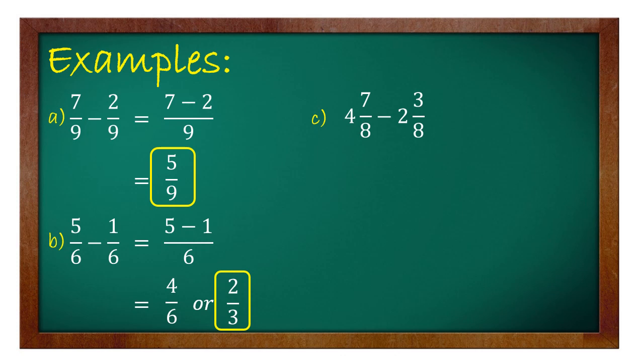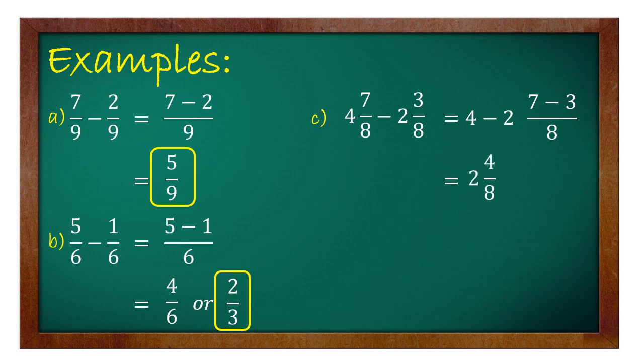Next is 4 and 7/8 minus 2 and 3/8. So, in that case, mixed fraction, we just simply subtract the whole numbers and then subtract the numerators and then copy the denominator. So, yung whole numbers natin, ma-minus lang natin. So, that's 4 and 2. So, 4 minus 2. Yung numerators natin ay 7 and 3. So, that is 7 minus 3. And then, ang denominator natin ay 8. So, we just simply copy the 8.